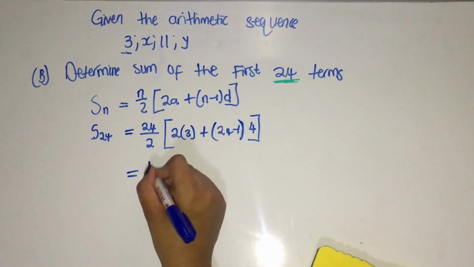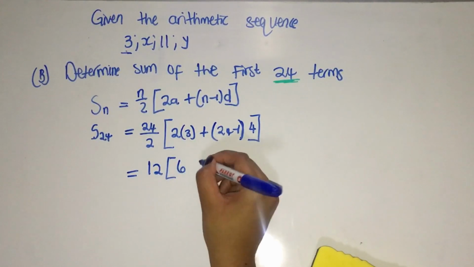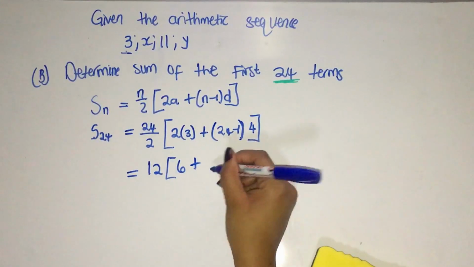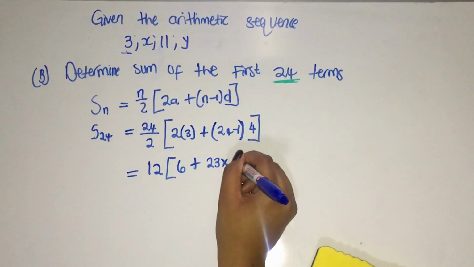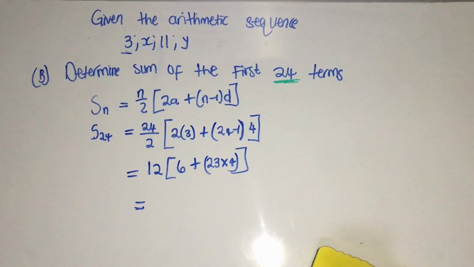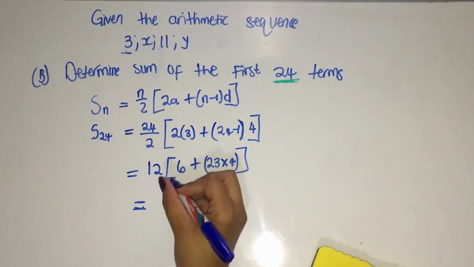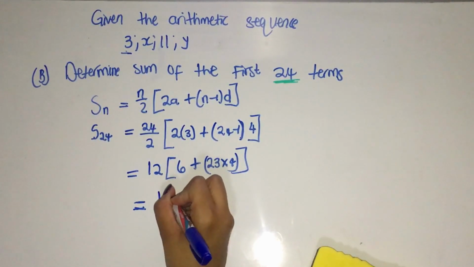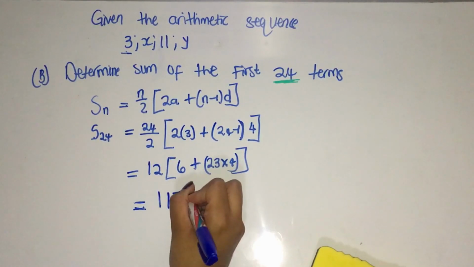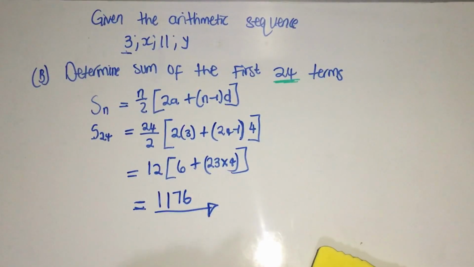Then this will give us 12 multiplied by 3 times 2, which is 6, plus this is 23, so this is 23 times 4. Then you just punch it into your calculator. I'll give you a minute just to punch this into your calculator, and my final answer is 1176. That's it, easy peasy. If you got a different answer, don't forget to comment below.